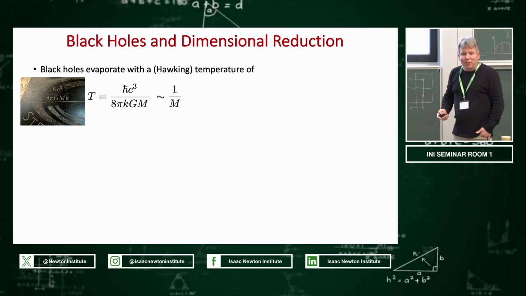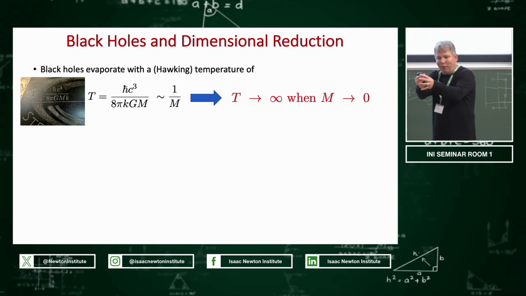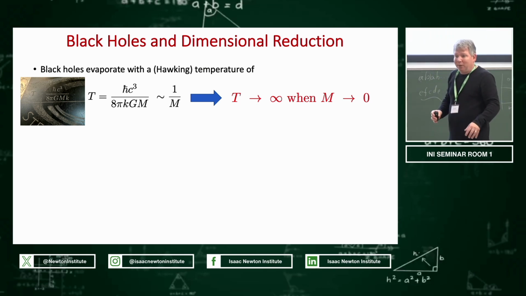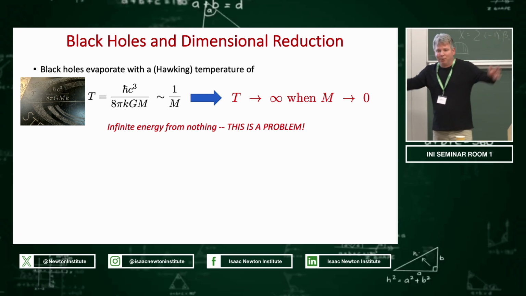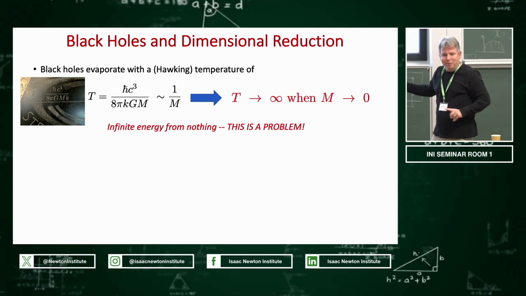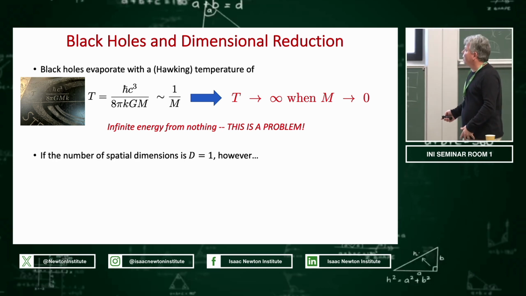So what this means is the following. When the mass goes to 0, the black hole evaporates down, and the temperature goes infinite. And that means I get infinite energy from nothing. So more ways to make money, right? This infinite energy from nothing. But it's a problem. You can't get infinite energy from nothing.